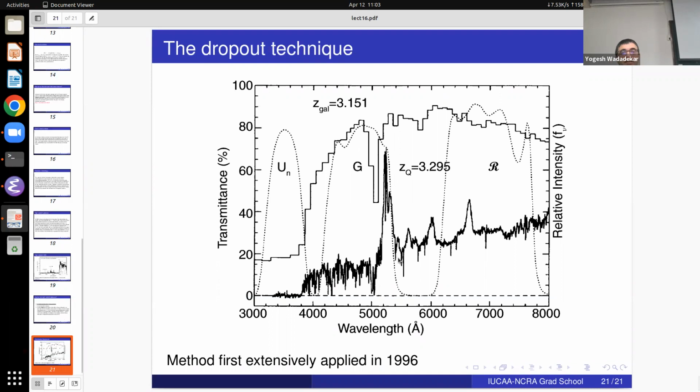So again here, just like with the tunable filter, with the dropout technique one uses different sets of filters to find galaxies at different redshifts. So one set of filters may give you galaxies at redshift 3, another may give you galaxies at redshift 4 or 4.5, and so on.